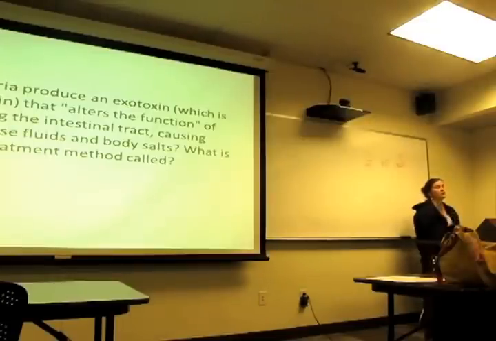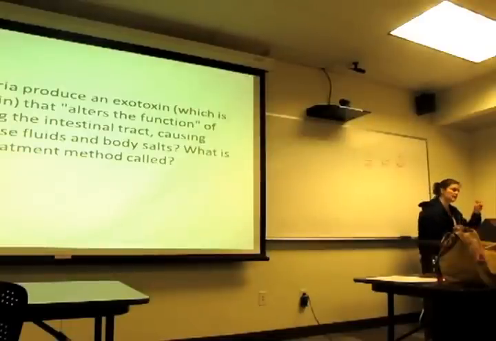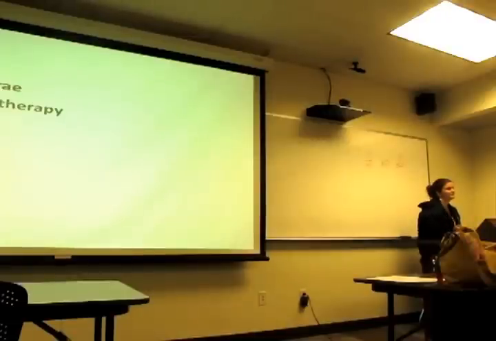And what is an effective treatment of this method for bacteria? Which bacteria produces an exotoxin, which is an enterotoxin, that alters the functions of the cells lining the intestinal tract? Vibrio cholera. Good job. And how do you fix that? Vibrio. I understood. Oh, good. And you do that through rehydration therapy.